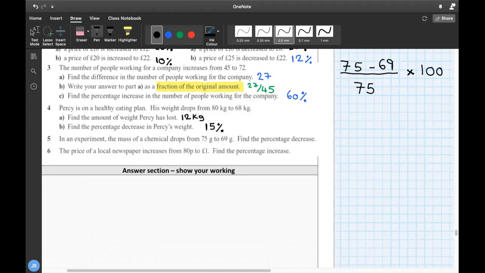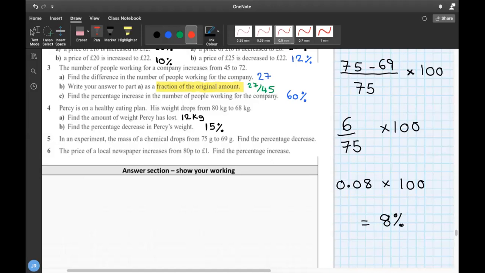Okay, 75 minus 69, you're going to be left with 6 over 75, and then multiplying by 100. Okay, 6 divided by 75, you'll end up getting 0.08. Multiply that by 100 to get it as a percentage, and we get 8%. Find the percentage decrease. Let's write that in a different color so it's a bit clearer. It was 8%.